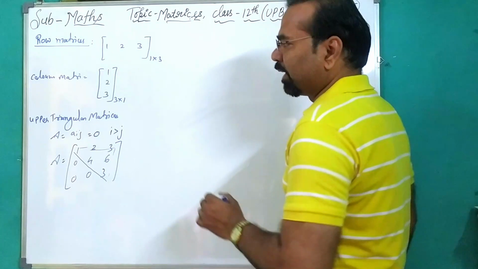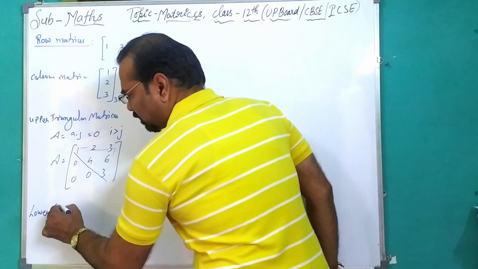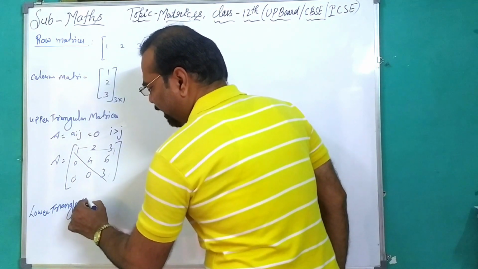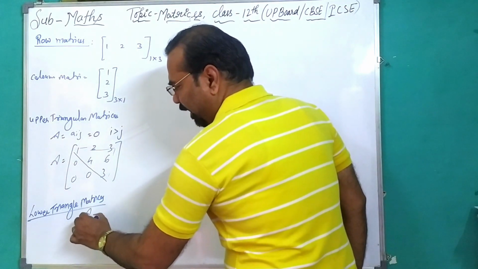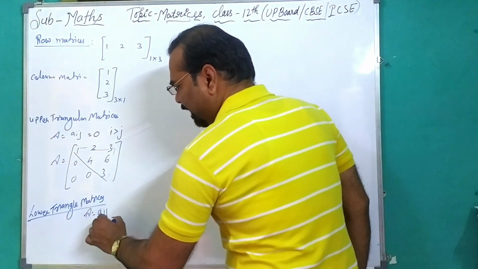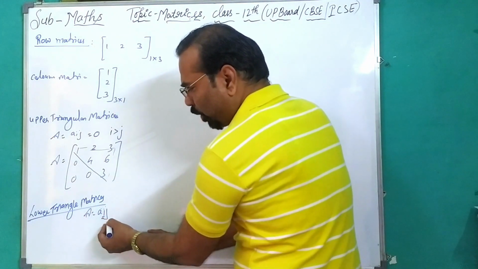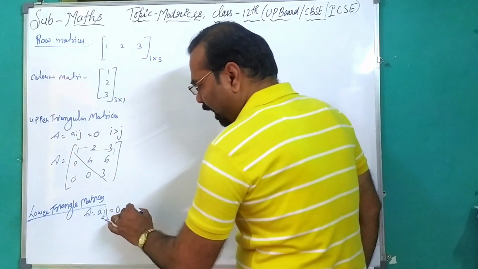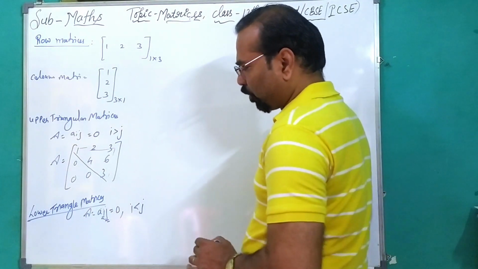Okay, now next one is a lower triangular matrix. A lower triangular matrix means a matrix Aij. You know what Aij is: i is called the row and j is called the column. That value is 0 and i is less than j. That is called a lower triangular matrix.